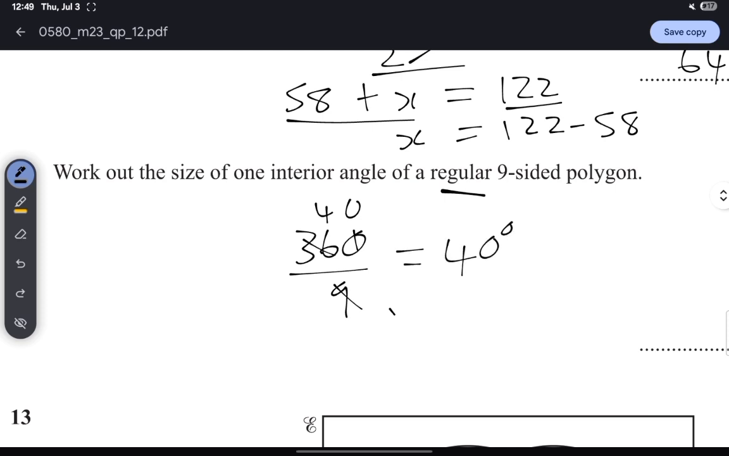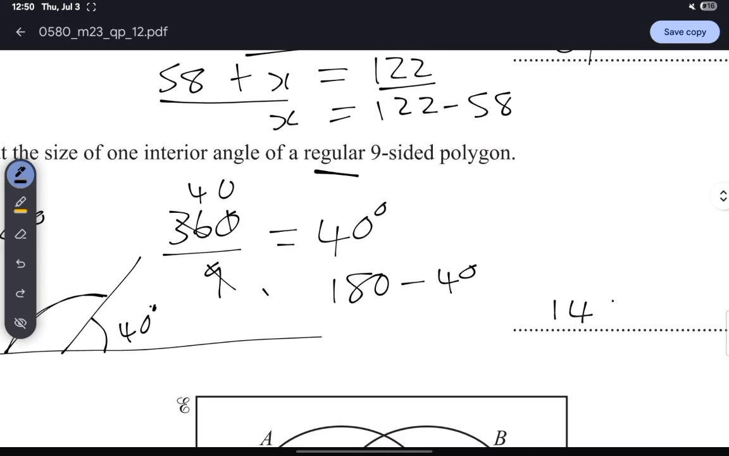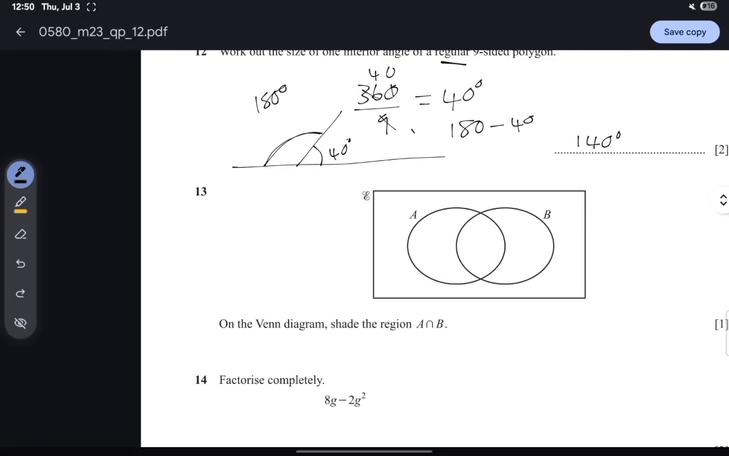And how this works is you have a straight line, which is 180. Sure, we know that, split into something like this. So if an exterior angle is 40, we can surely get the interior angle, which is the remaining part of the straight line. So it's just us now saying 180 minus 40 to get 140 degrees. Right? I hope you have understood that one.